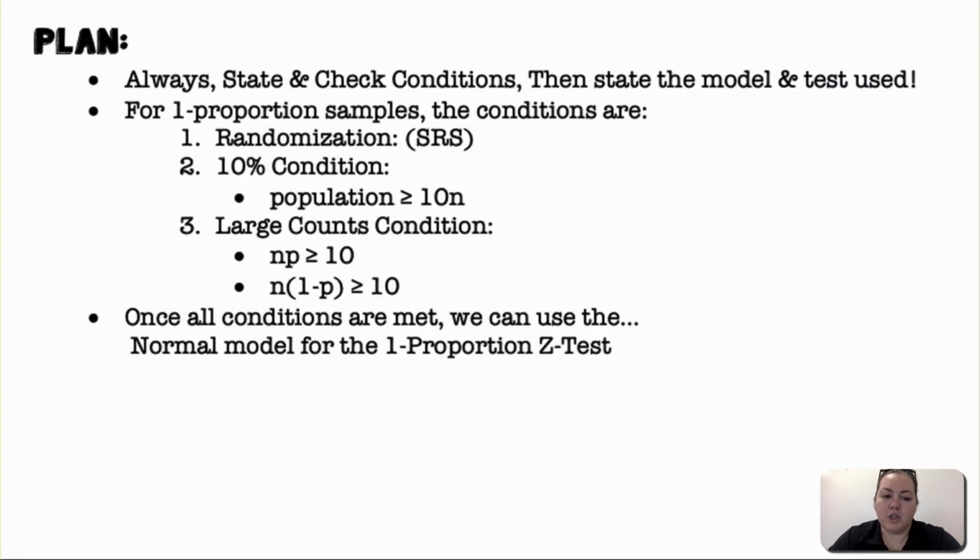All right, in the plan section, we're always going to state and check the conditions, then state the model and test used. For one proportion samples, the conditions are randomization, so like a simple random sample, or randomly assigned, or randomly selected. The 10% condition: the population has to be greater than 10 times my sample size, or n is less than 1/10 of the population size. Large counts: n times p has to be greater than or equal to 10, and n times 1 minus p has to be greater than or equal to 10. So once all the conditions are met, we can use the normal model for a one proportion z test.